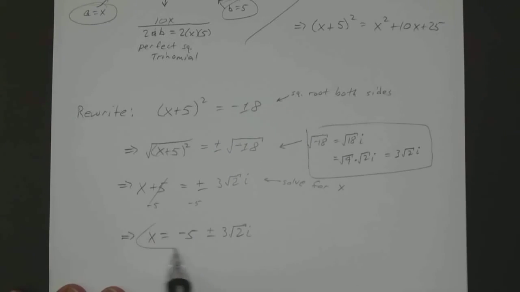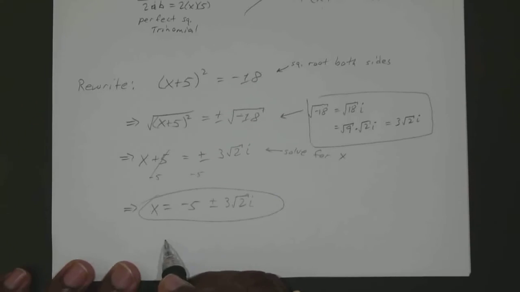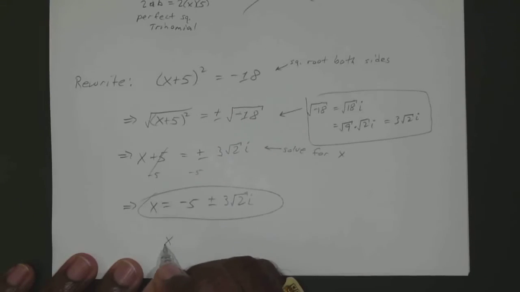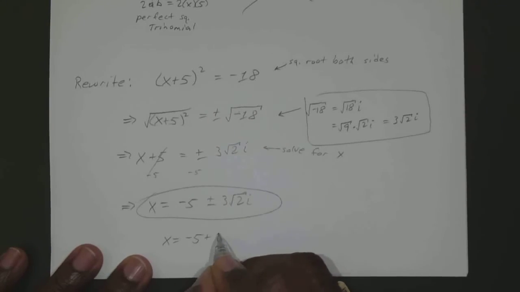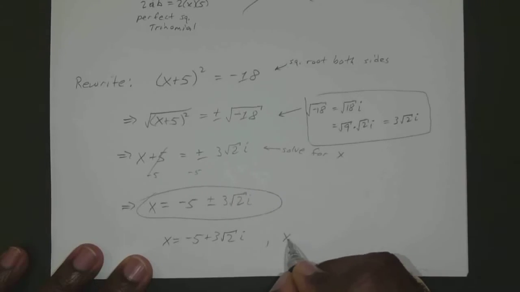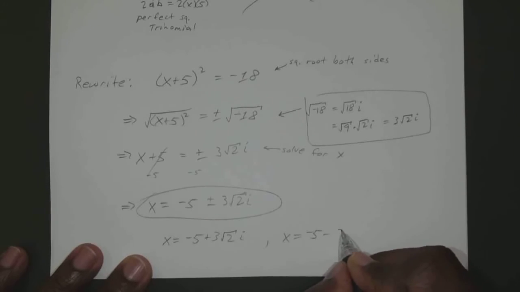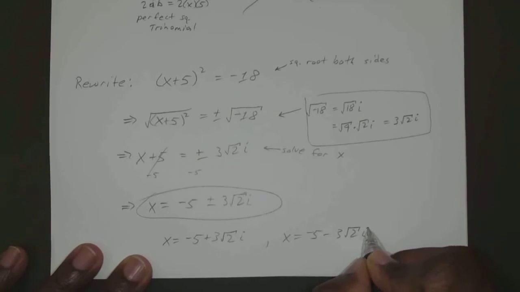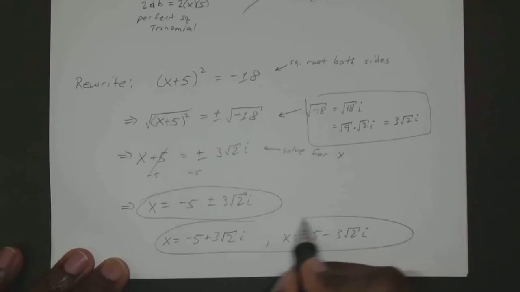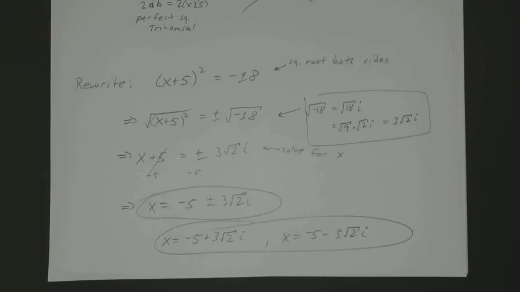Or if you wanted to separate it, you can. So x can equal negative 5 plus 3 square root of 2 i, or x can equal negative 5 minus 3 square root of 2 i. Like I said, it all depends on what exactly they ask for. All right, any questions on this one?